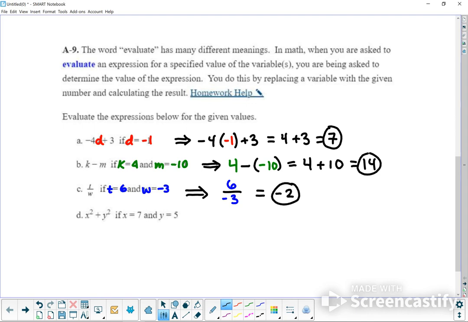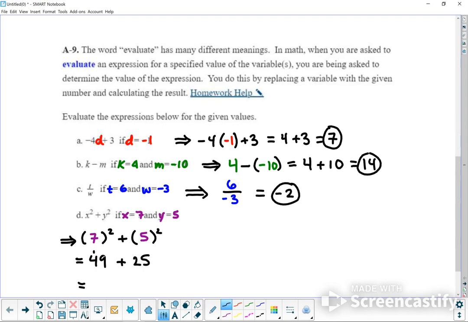That's our answer. Okay, and lastly, instead of x, we're going to use 7. Instead of y, we're going to use 5. So instead of x, we're going to use 7. So it'd be 7 squared plus, and instead of y squared, we're going to use 5 squared. Okay, this one's going to equal 49. So that's what 7 squared is, plus 25. That's what 5 squared is. And then add them together.